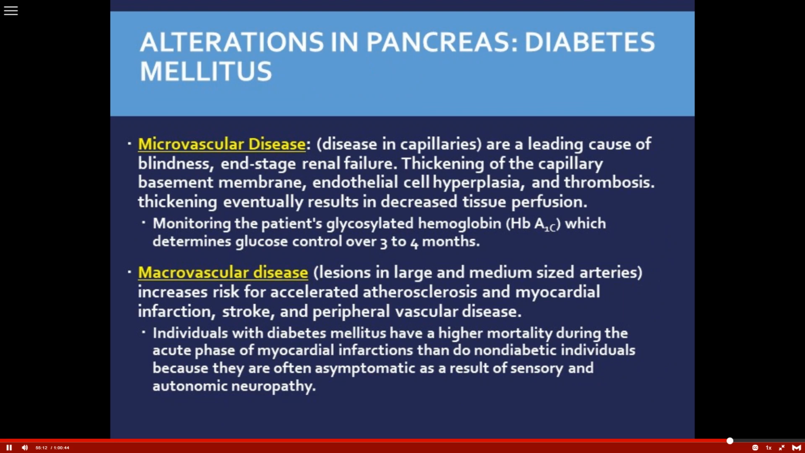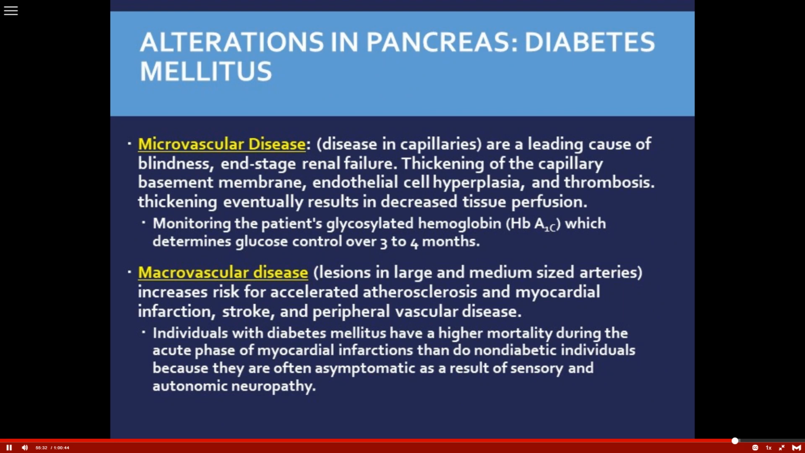So microvascular disease, think little capillaries. And where do we think of little capillaries? We think about those in the eye, right? So in the kidneys, things like that. So that's going to cause that damage to those, causing blindness in the eye, and end-stage renal failure or kidney failure is a better terminology.